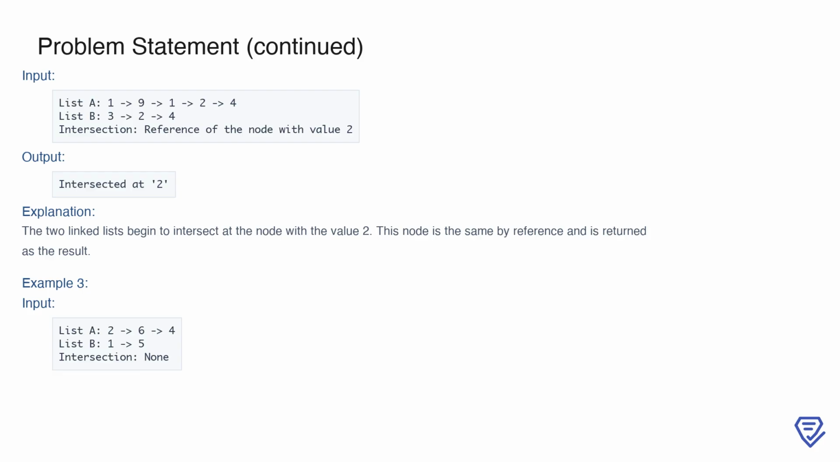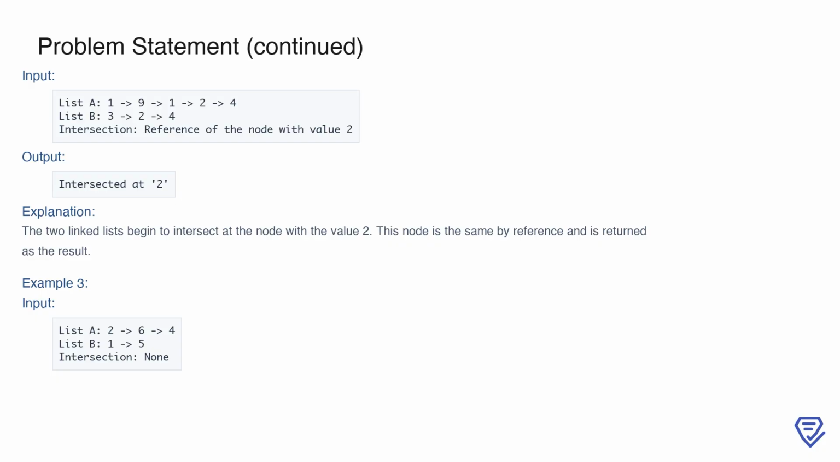In this case, list A contains the nodes 1-9-1-2-4, and list B contains the nodes 3-2-4. The intersection begins at the node with the value 2. Again, it's important to highlight that the node with value 2 is the exact same object in memory, meaning it is shared between the two lists. The function should return this node as the intersection point, and the output will be intersected at 2.